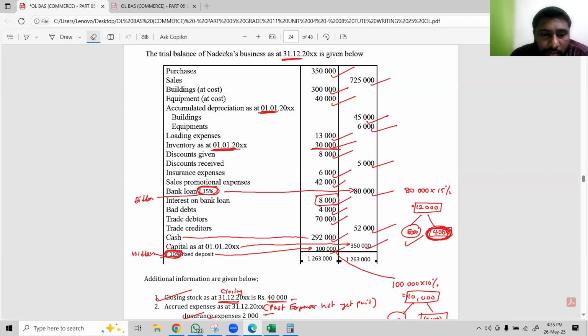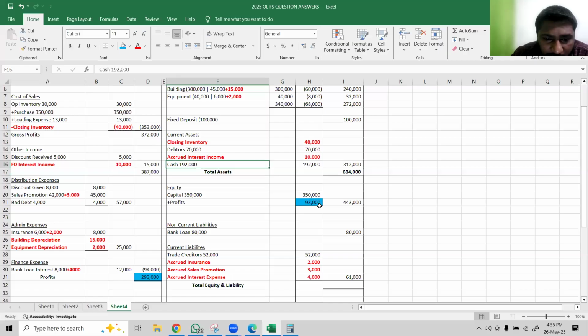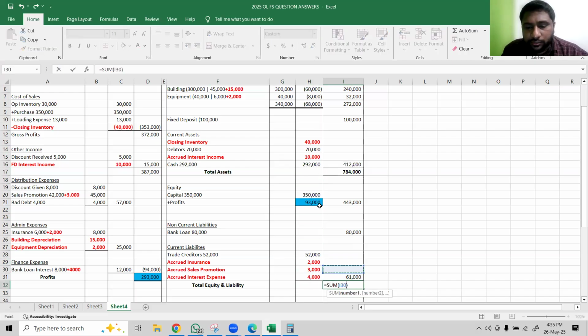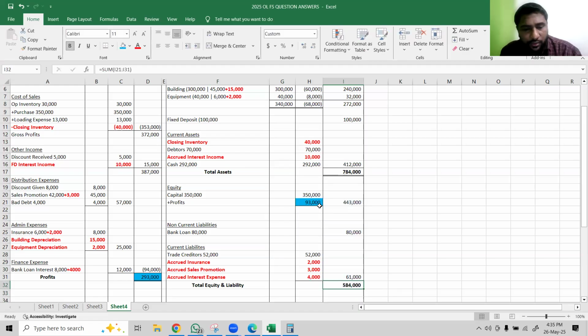No, these two are getting tally. Let me change this one for 292 itself. 292, 784, 584. A 200,000 difference is getting created. Why is that?